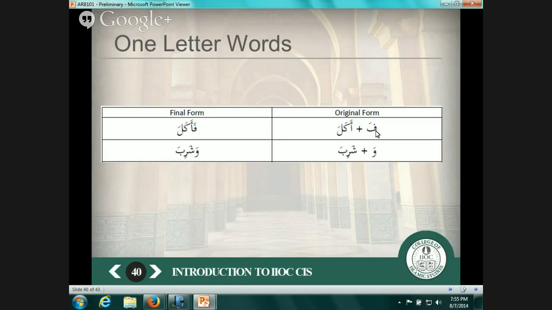It's one letter, but it's a word. Wa is actually a word. You write the one letter word when you connect it with the next word, connected to the next word. You have to write it together as if it's connected into one word. So I'll give you a sample here. Wa plus sha, ri, ba. You write wa, sha, ri, ba.